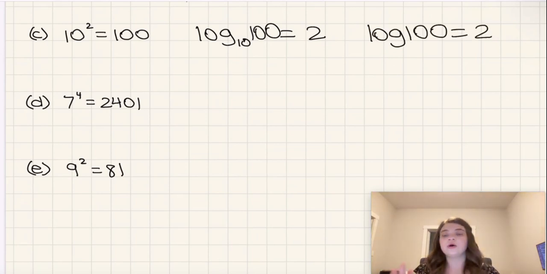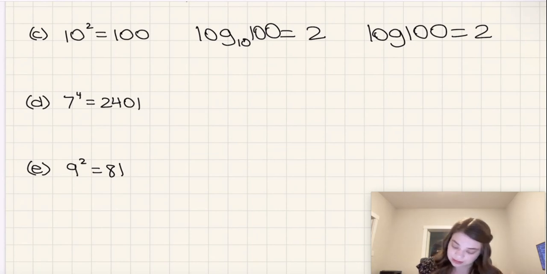Now, we can only omit writing the base if the base is 10, because it's assumed that if there is no base specified, the base would be 10. If the base is anything else, though, we must write the base specifically, because otherwise it would be assumed that it was 10, and that would be incorrect in other cases.